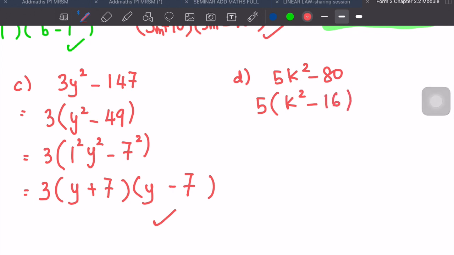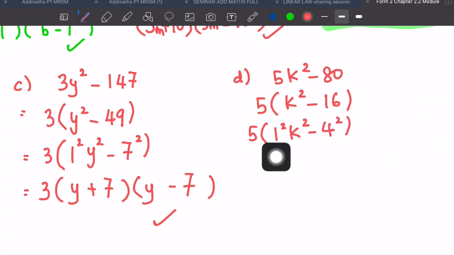Okay, so we settle the first part. Next part, tengok dalam ni. Oh, ada 16. Tolak ni dah clue something ni. Tolak boleh tak buat perfect square? 16 is perfect square of 4. So boleh, kita cuba buat. 5, okay, 1 square k square minus 4 square.